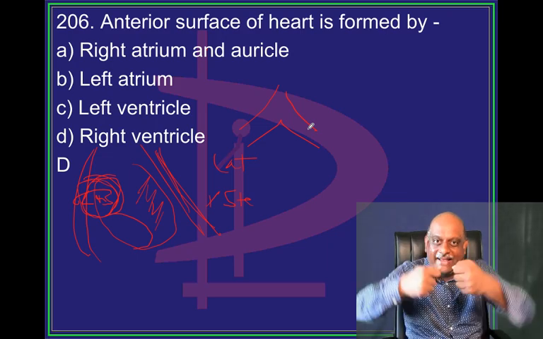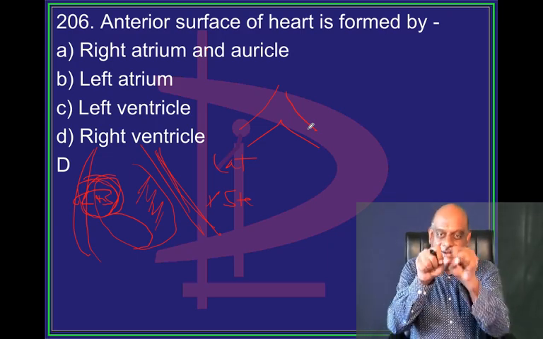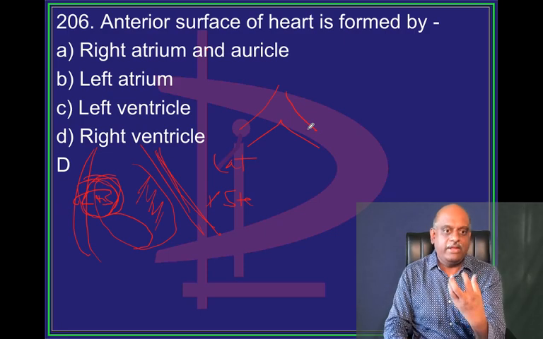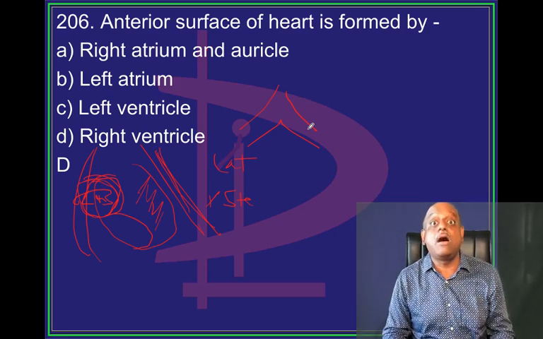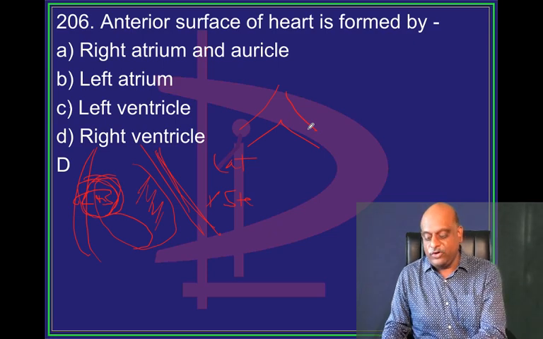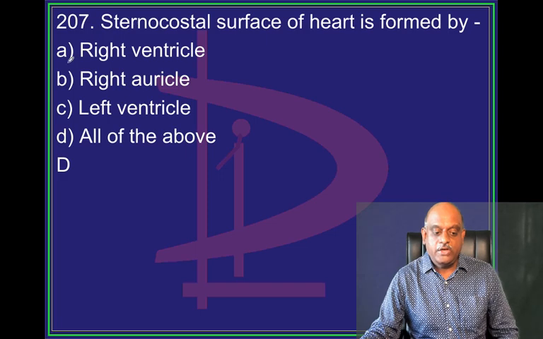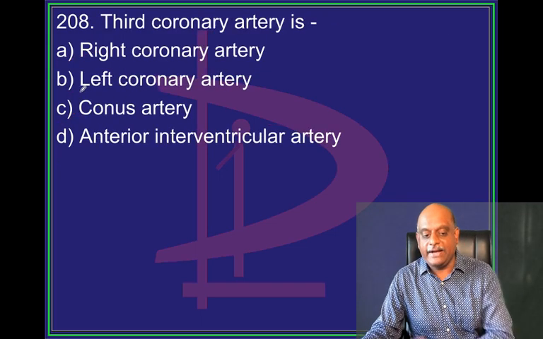Splaying of the carina. The tracheal bifurcation is there, no? That becomes more wide angled when the left atrium happens to enlarge posteriorly, is what you should remember. Sternocostal surface of the heart is formed by the right ventricle, right auricle and left ventricle.